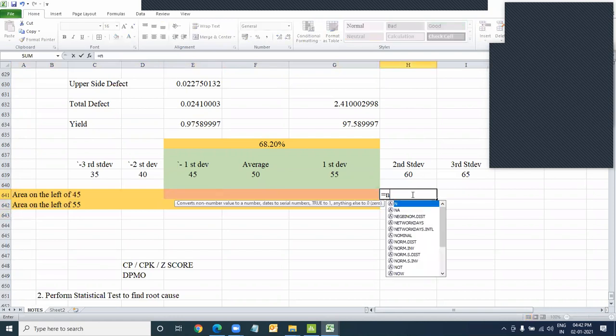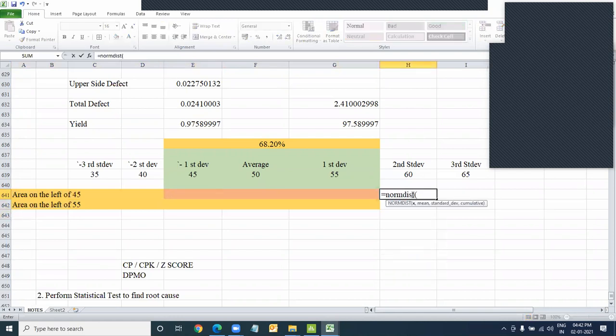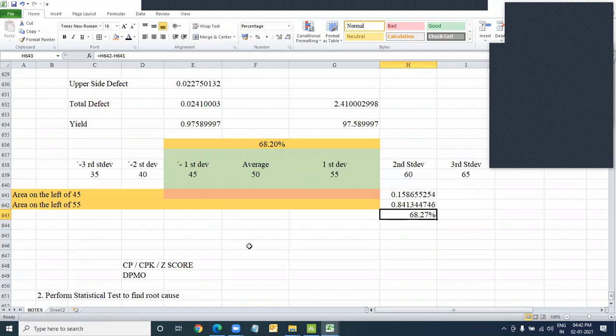So norm dist formula, norm dist. Area on the left of 45, less than 45 is the defect. Average 50, comma 5 as standard deviation, comma 1 as cumulative. Area on the left of 55, 50 as mean, 5 as standard deviation, 1 as cumulative. Subtract the area on the left of 45 from that of 55. This minus this, 68.2. I hope we're clear about this one.